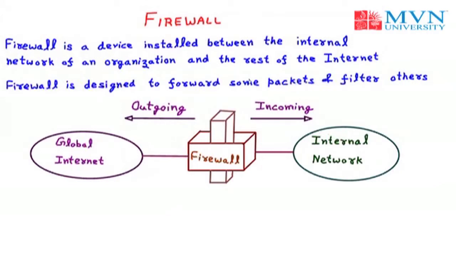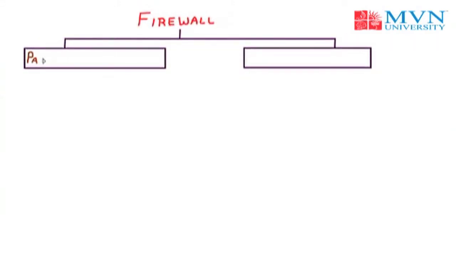A firewall is usually classified as a packet filtering firewall or a proxy firewall. So we have two types of firewall. The first type of firewall is the packet filter firewall, and the second type of firewall is the proxy firewall. First of all, we will discuss the packet filter firewall.